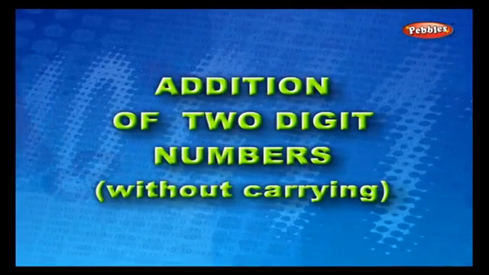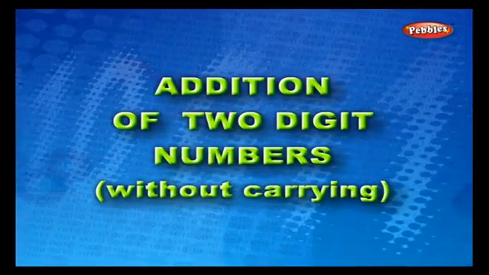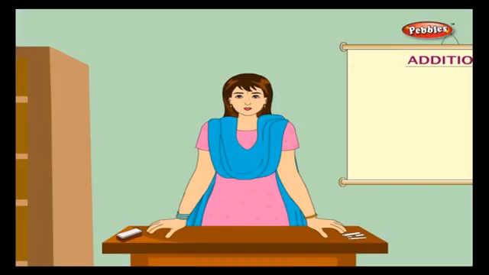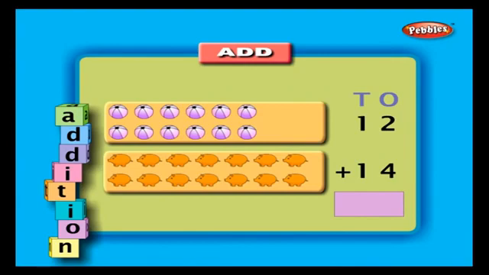Addition. Addition of two-digit numbers without carrying. Come on children, let us add both these numbers. 12 balls and 14 piggy boxes. Arrange the numbers in column. Add ones first. 4 plus 2 is equal to 6.